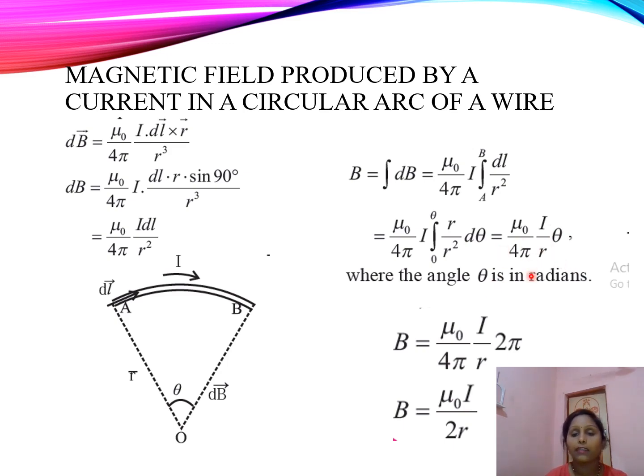The angle is in radian. This is for the arc, A and B. Now I'll calculate for the whole arc of the wire. Then the equation becomes B is equal to μ0 divided by 4π, I divided by R, 2π. Then it can even be written as B is equal to μ0 I divided by 2R. Common terms get cancelled. The equation becomes B is equal to μ0 I by 2R.